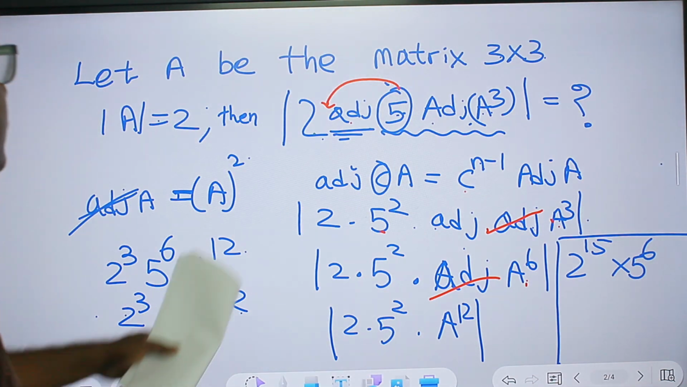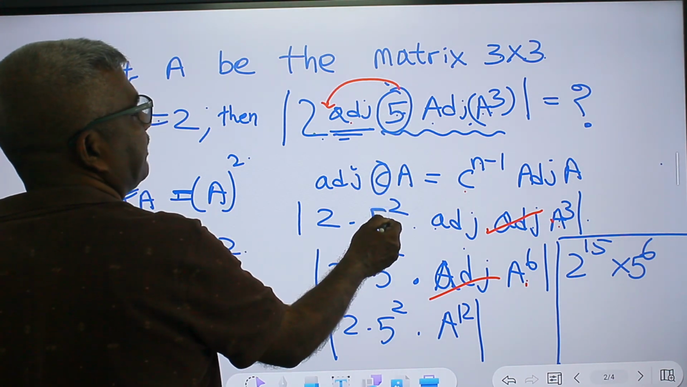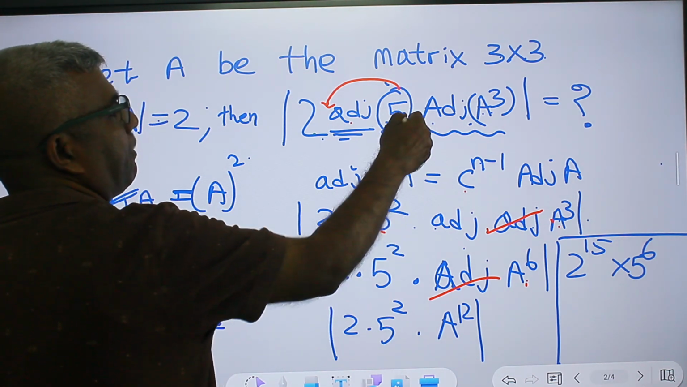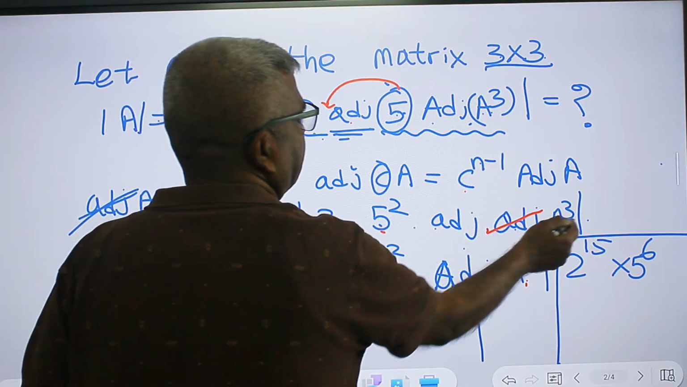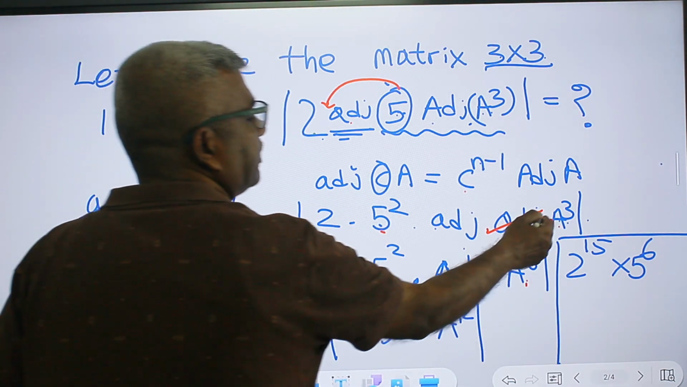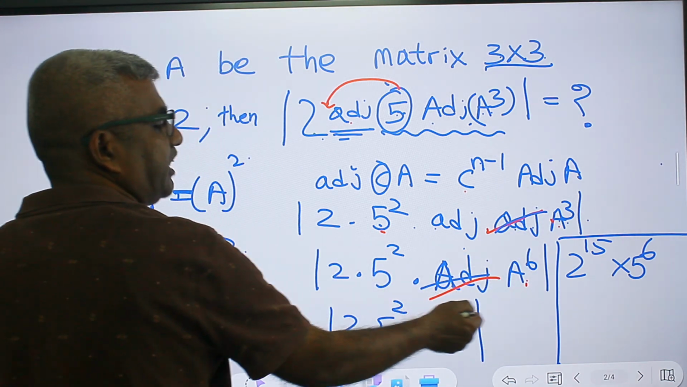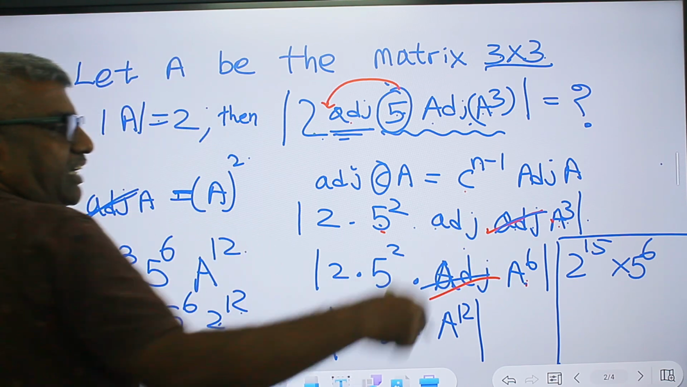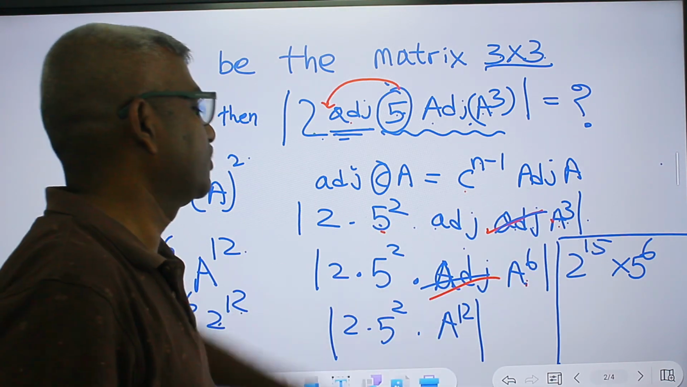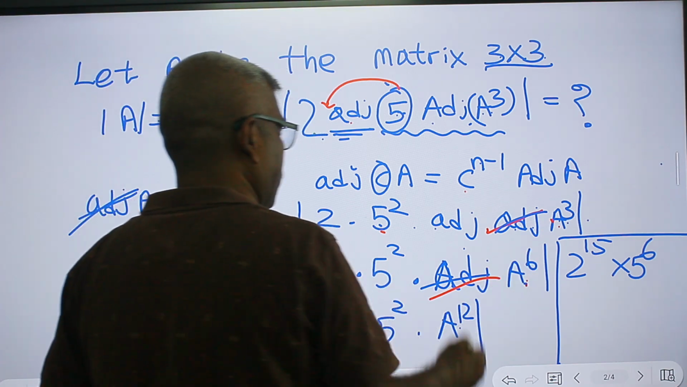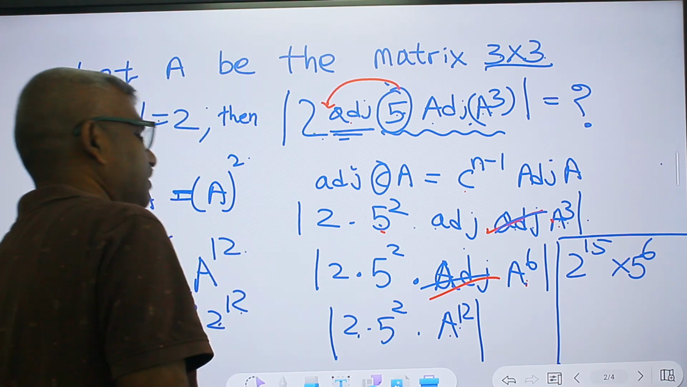Look at the question. 2 times, first I removed this 5, so it will be 5 squared, because 5 power n minus 1, and it is a 3 cross 3 matrix. Then adjoint A cube. This adjoint I am going to remove, A power 6. Then this adjoint I am going to remove. Don't cut it, I am just showing the next step, so that A power 12. 2 times 5 squared, A power 12.